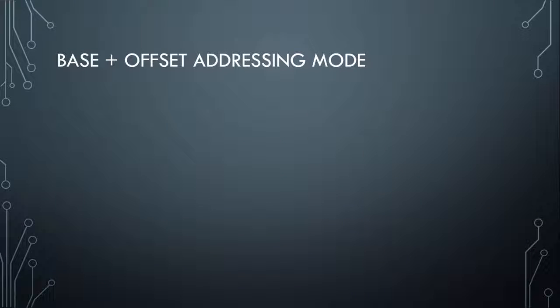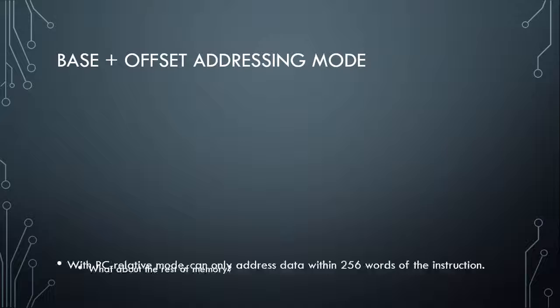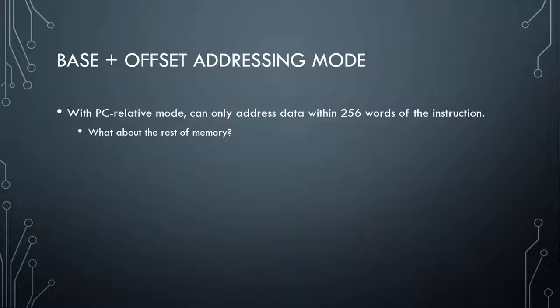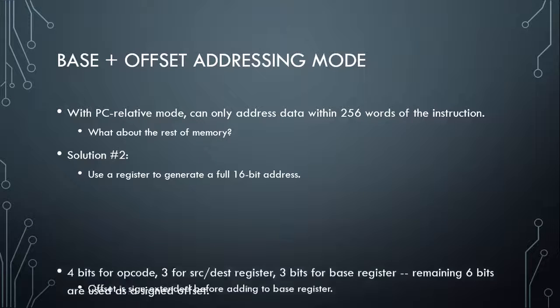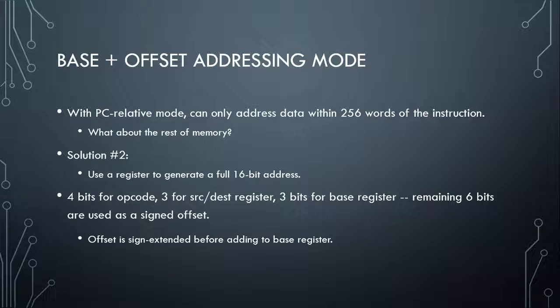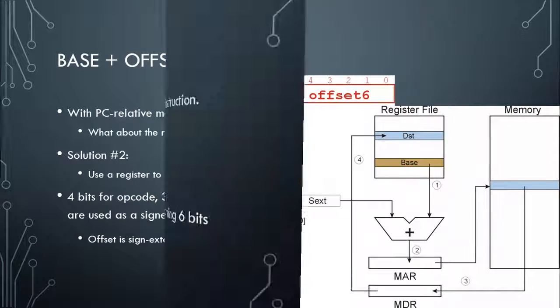All right. Next one, of course, is base plus offset addressing mode. With PC relative mode, again, we can only address data within 256 of the instruction. Again, we have to ask, what about the rest of memory? So this is a second solution. The solution is we can use a register to generate a full 16-bit address. We use 4 bits for the opcode, 3 for the source or destination register, and 3 bits for the base register. The remaining 6 bits are used as a signed offset. The offset is sign extended before adding to the base register.